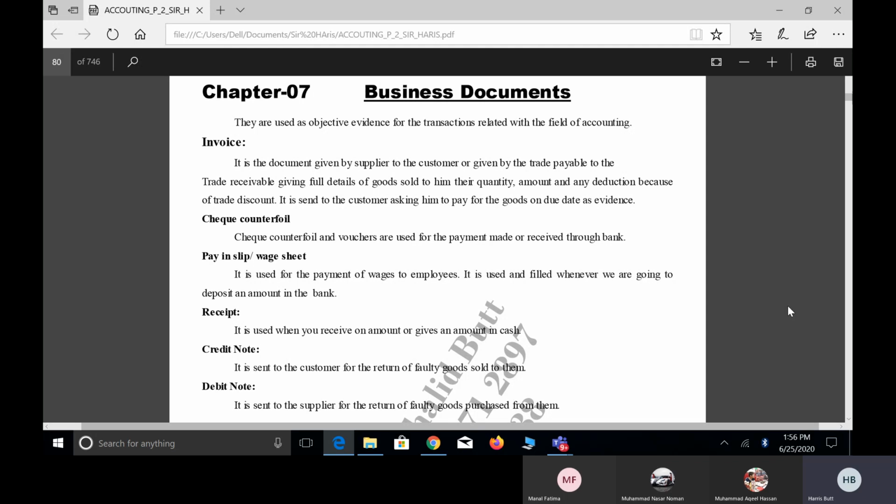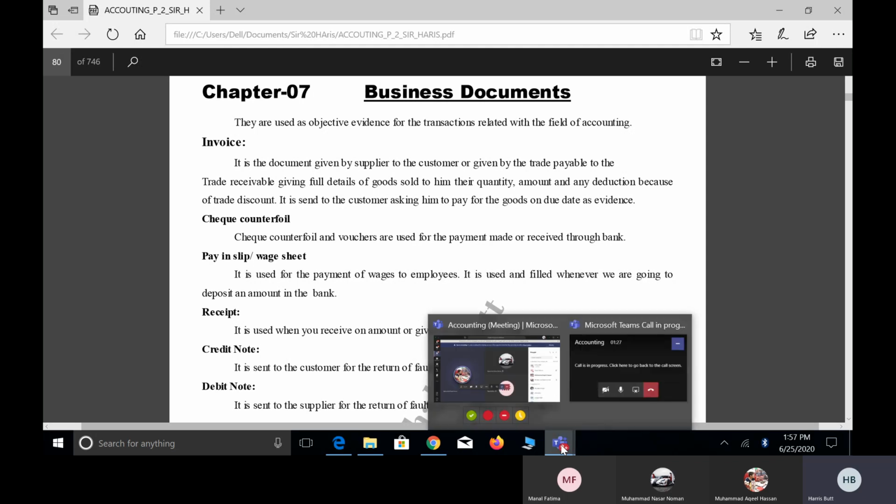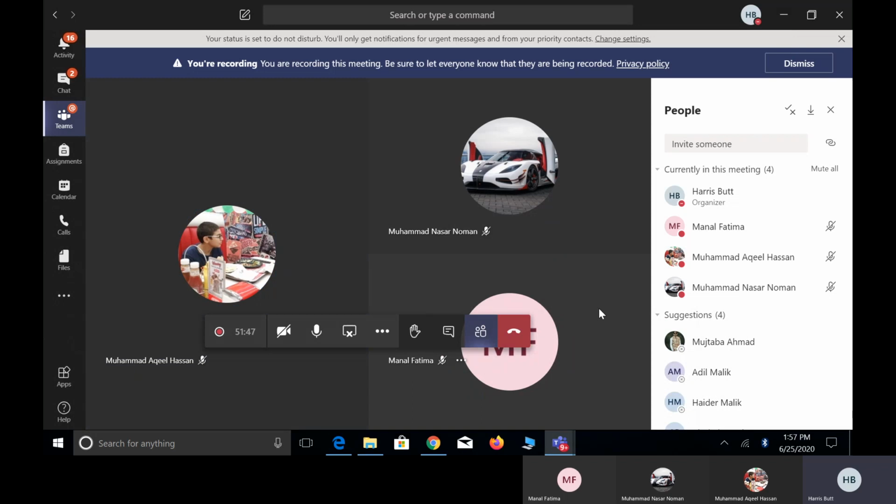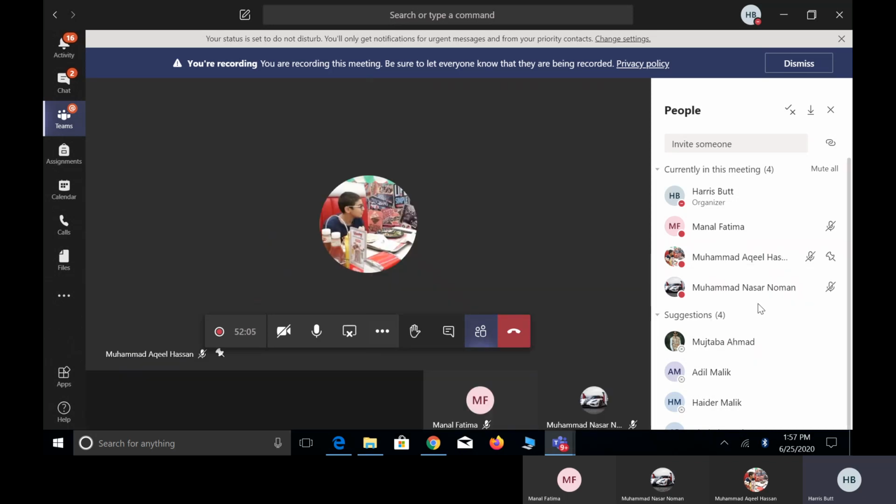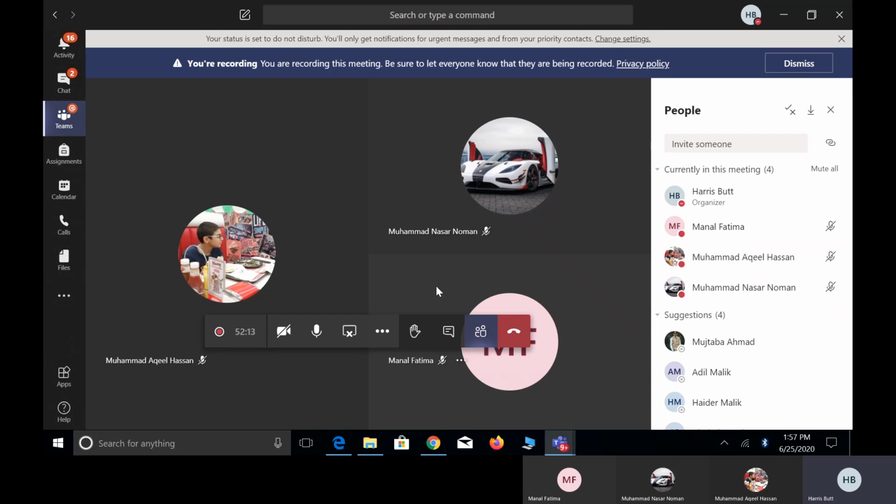What is the entry for purchase return, Akhil? Can you please tell me the entry for purchases return? Akhil, can you tell me the entry for purchases return? Ji, Akhil, are you here? Nasir, can you tell me the entry for purchase return or sales return?